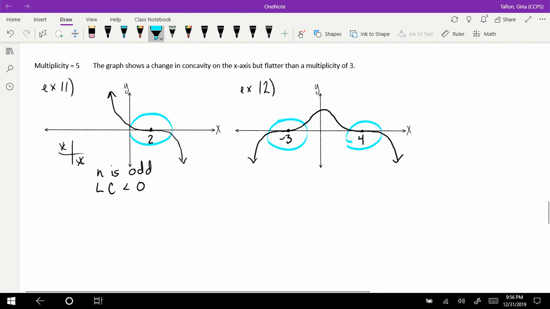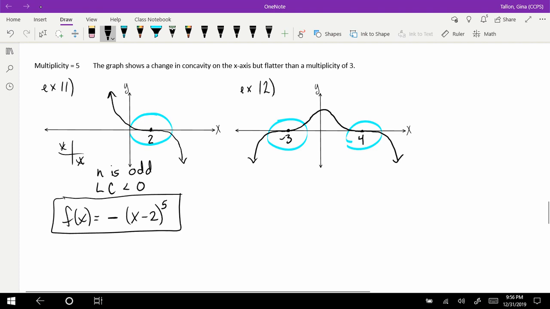Matter of fact, if I were looking at this graph, I might even guess this to be something other than a multiplicity of 5, even flatter than a 5, but we'll go for it since I did draw it for this example. All right, so I'm looking at f of x equals, 2 is my root, so x minus, what did I forget? Leading coefficient is negative. I need a negative sign right here. And now (x minus 2) to the 5th. And that's all I can do. There's only one root, so I only have one factor, and I'm finished.